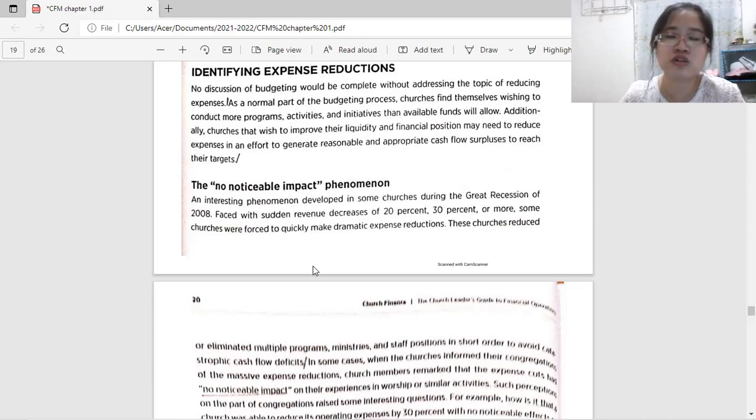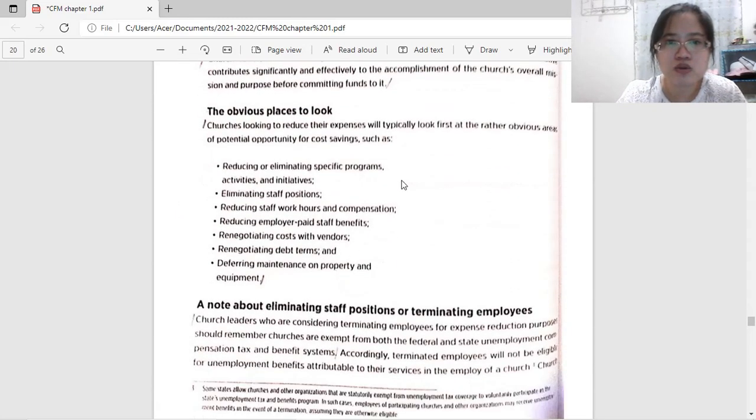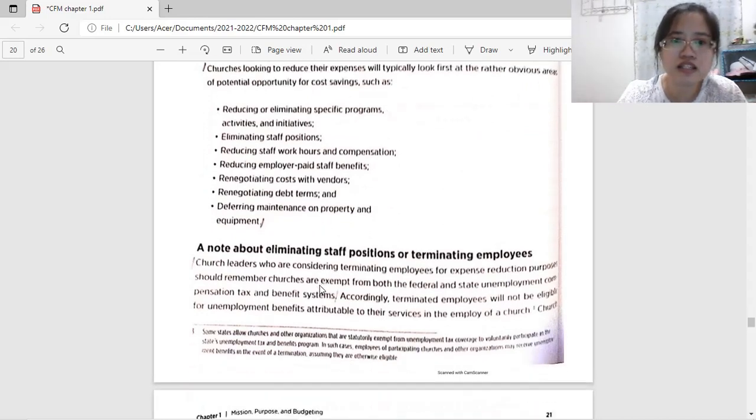Or during some activities, there would be no more food, just to save money or just to save funds. So there are those things, and then obvious places to look, some of the things that can be eliminated.